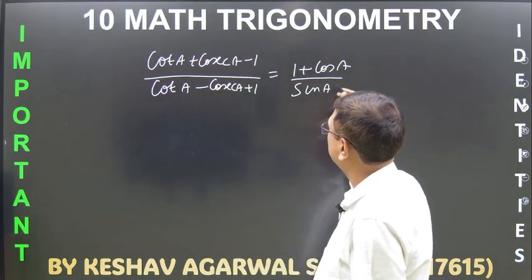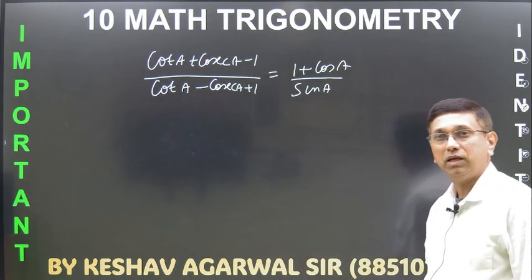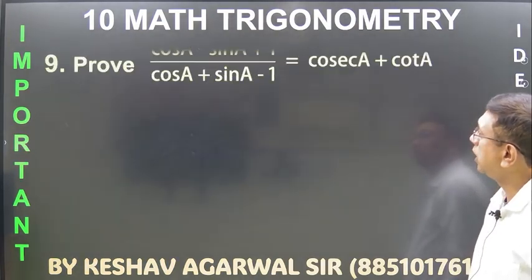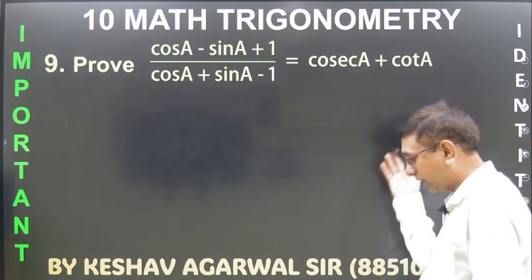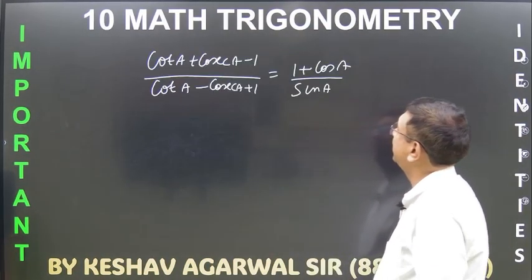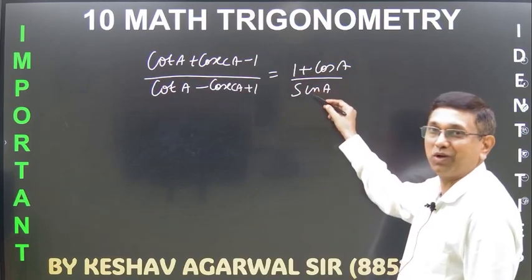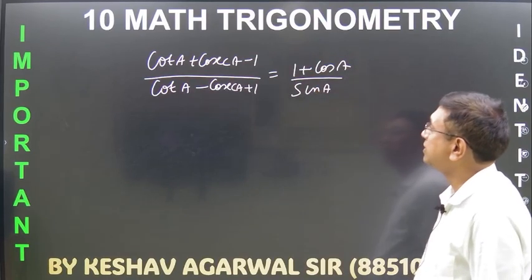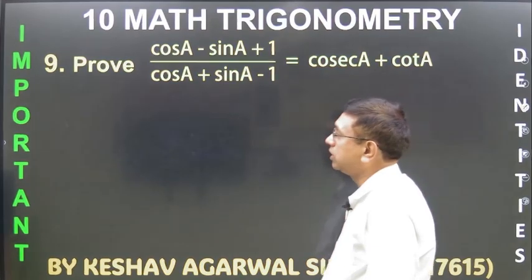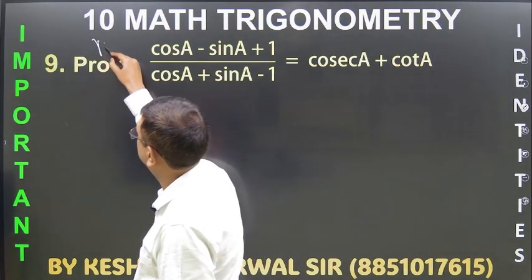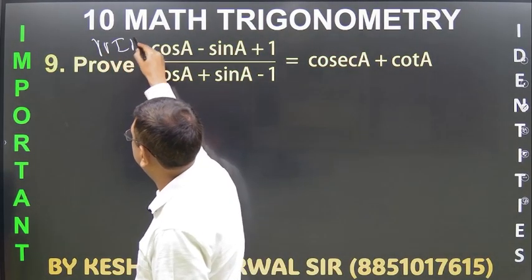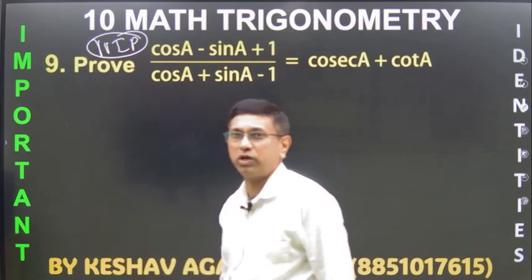So this question you should try after doing this. This is based on that, right? So now let's see this question. Another one has come. See, very similar. 1 by sin is what? Cosec and cot. So this is a very important question of NCERT. VVIPs are coming today. This is again a very important question.